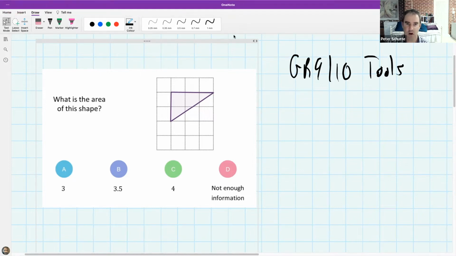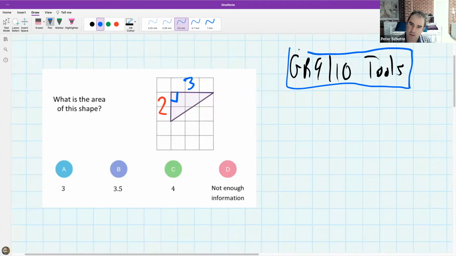Okay, let's see. What are the answers for this? So I'll give you a little bit of a hint. If we count the blocks, isn't this length 2 and this length 3? And isn't this angle over here 90? Now, could you find the area of this triangle using just plain grade 9, 10 tools, half base times height? What are we going to get?